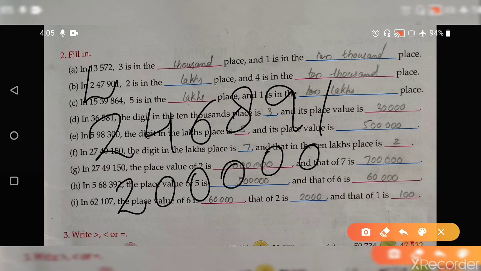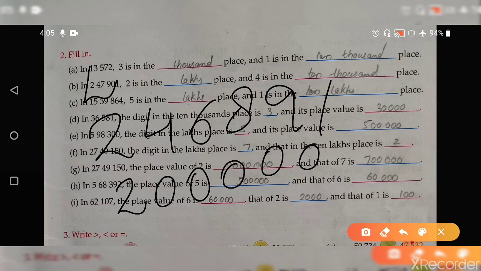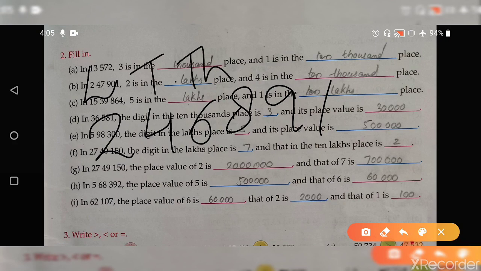So the difference between place and place value is, place is where it is kept. 2 is kept at lakhs place, but what is the value? 2 lakh. Similarly, 4 is at 10,000th place, so the place is 10,000, but what is the place value? 40,000. I hope you have understood this. Let's do the exercise and understand more.